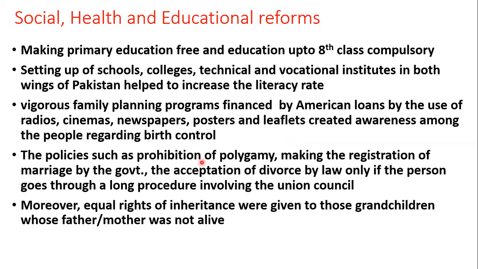Another mega project was the prohibition of polygamy. People could not make many marriages, because people would make marriages and the marriages were not registered. Later on, when they had children, there was no person looking after them, and then disputes of property were very common.